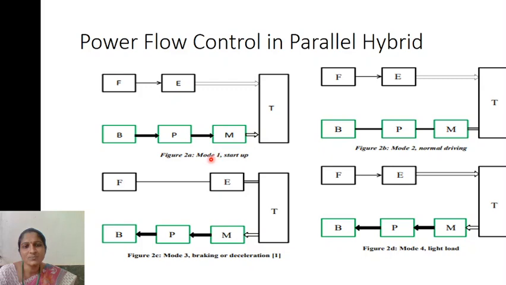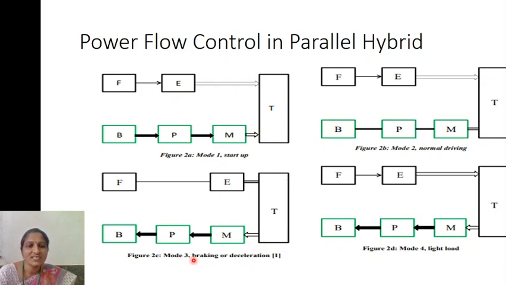In mode 1, during startup, only the battery starts the motor with some amount of power. The motor moves the transmission, which moves the vehicle. And during the second mode, the normal mode, there is no power transmitted from the battery. Only the engine takes care of the movement. From the fuel tank, fuel is moved to the engine, ignition and internal combustion take place, and it is given to the transmission, which will move the vehicle.